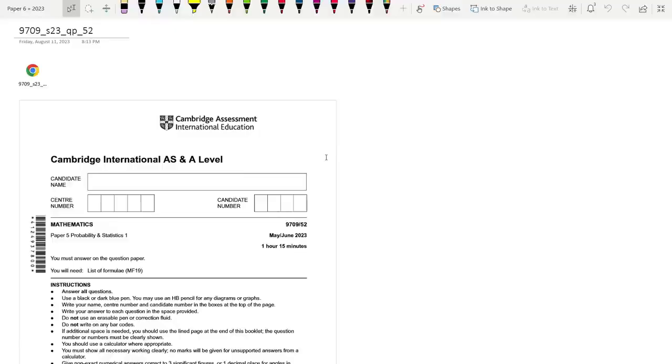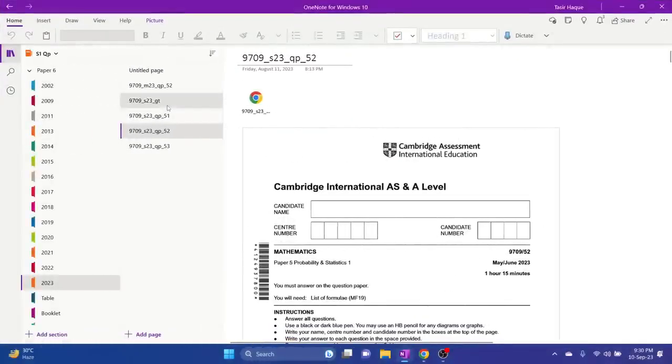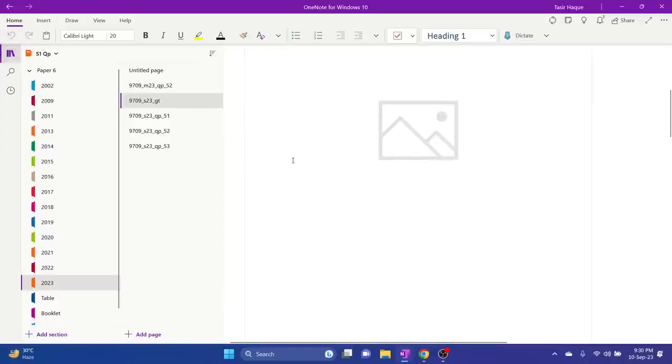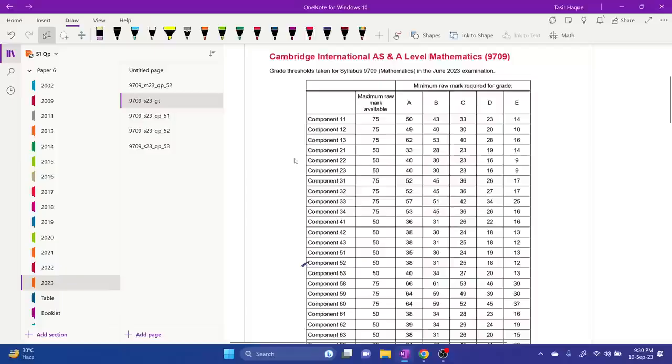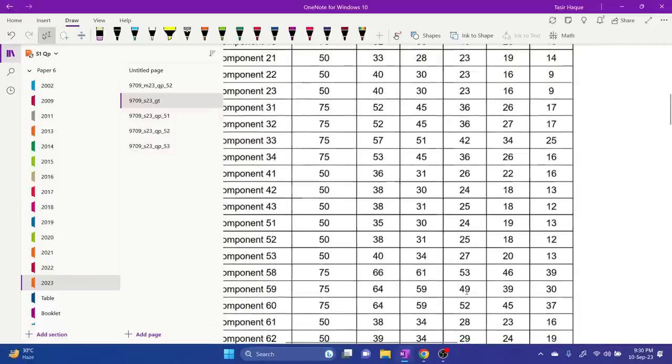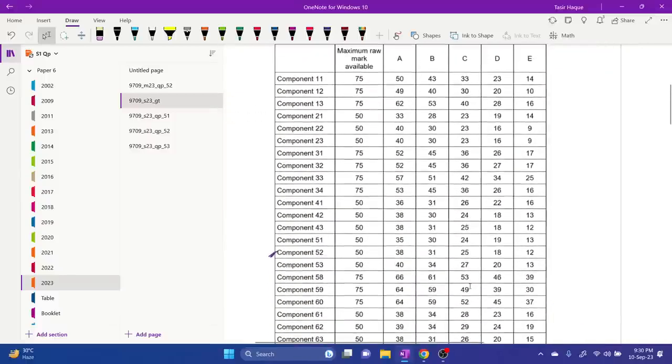Before we begin, let's take a look at the threshold. So for this paper, paper 52, here we go, this one over here. I plan to do the others as well as soon as I can. So yeah, A was at 38, B was at 31, C was at 25, D was at 18, and E was at 12. Interesting.